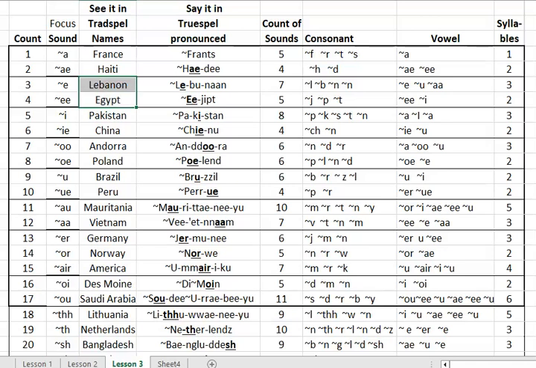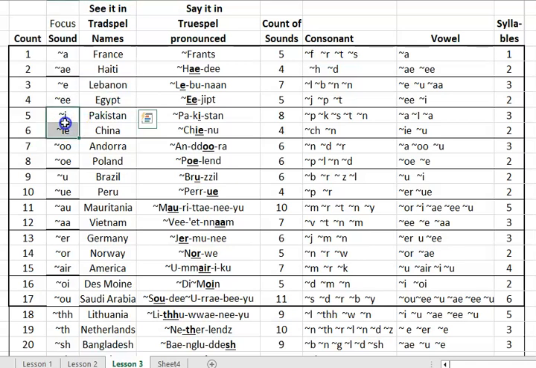Lebanon, Egypt. In Lebanon, the first syllable has the short E in it. In Egypt, the first syllable has the long E in it. Now you see some other syllables in there. We'll go over the short I.